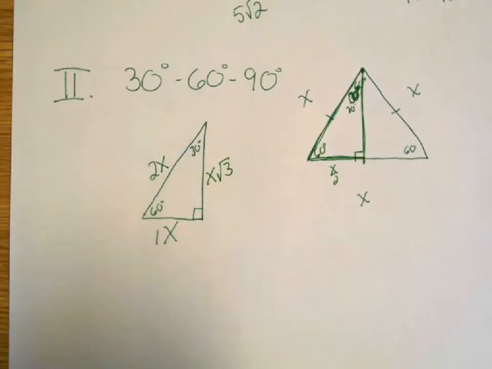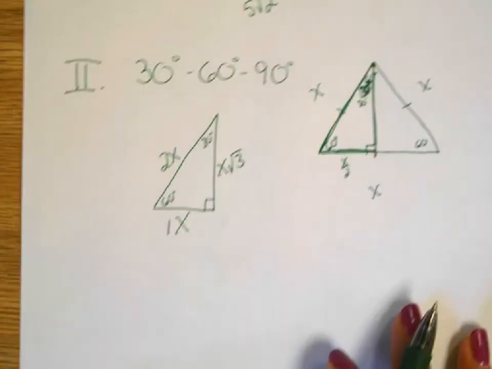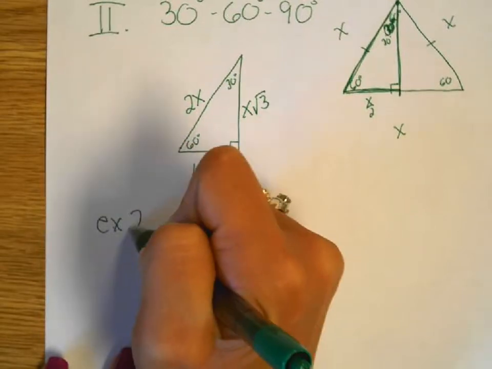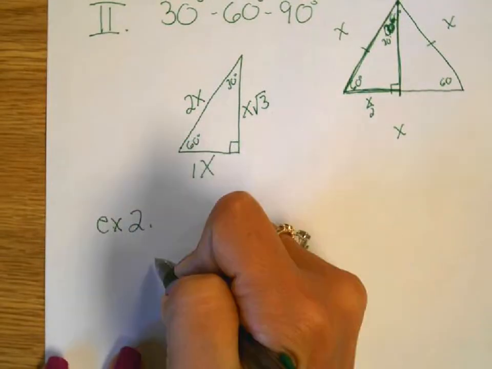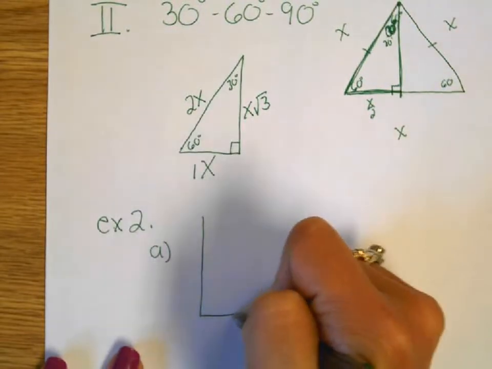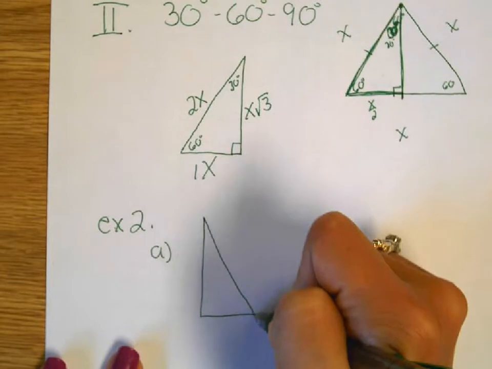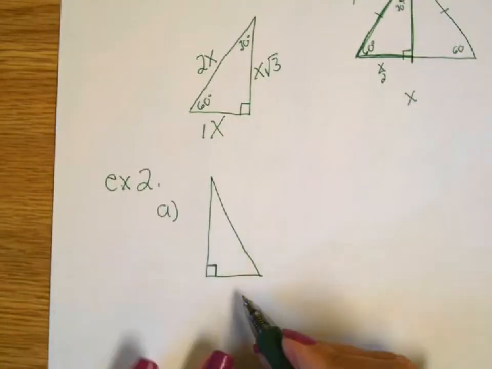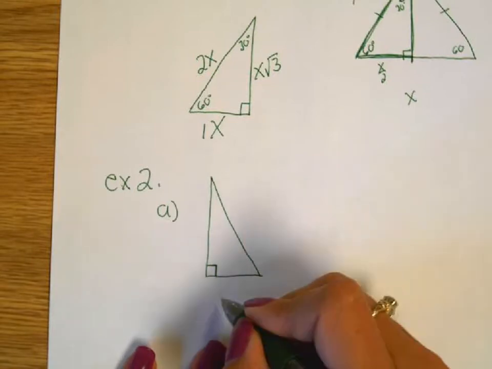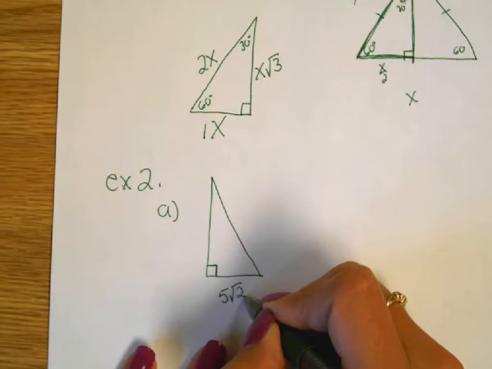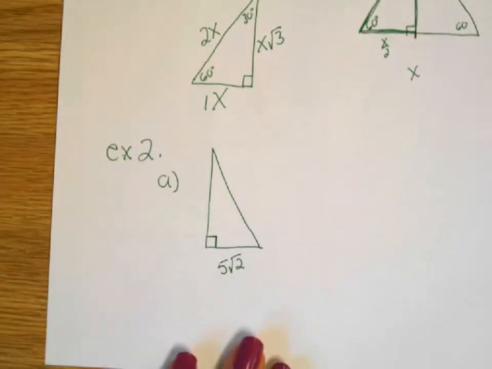Okay, let's practice me giving you one part, you finding the other 2. Here we go. Start easy. I'll make it ugly though. I'm going to give you the short leg and I'm going to make it 5 square root of 2. Just because I can.